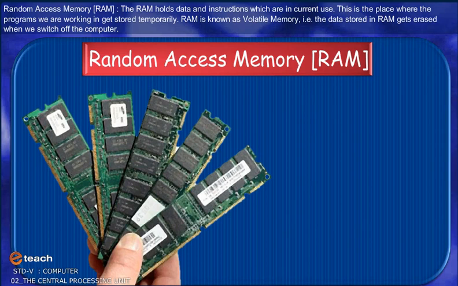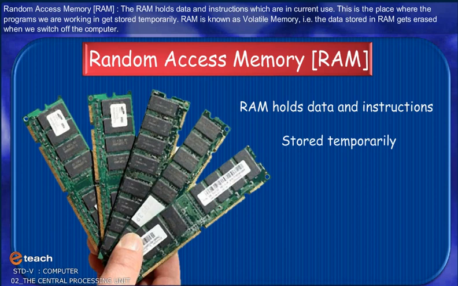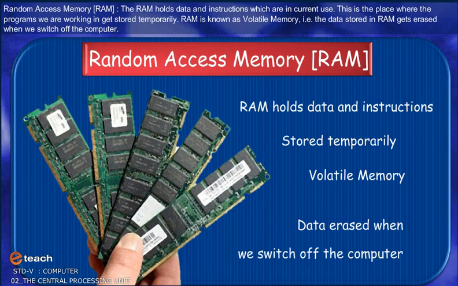Random access memory, that is RAM. The RAM holds data and instructions which are in current use. This is the place where the programs we are working in get stored temporarily. RAM is known as volatile memory. That is, the data stored in RAM gets erased when we switch off the computer.